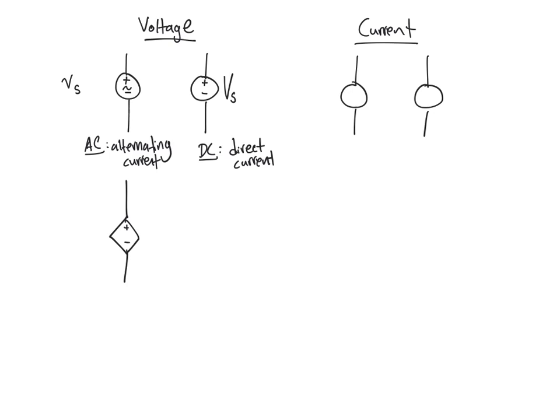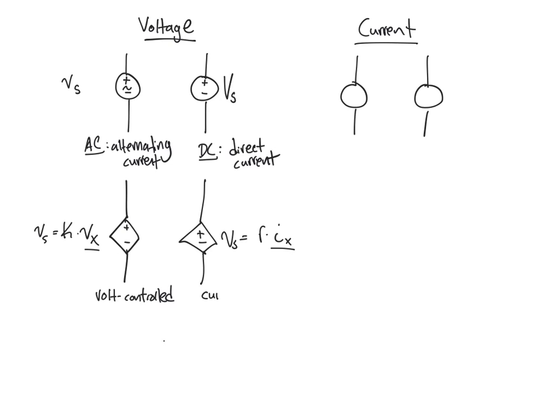If you see the diamond symbol, with the polarities inside it, it's still a voltage source, but it means that the voltage provided by that source is actually a function of some other parameter. For example, maybe it's a function of the value of Vx, which would be present somewhere else in your circuit. It could be a voltage source Vs that's a function of a current, for example, somewhere present in your circuit. So this would be called a voltage controlled, and this would be called a current controlled voltage source.